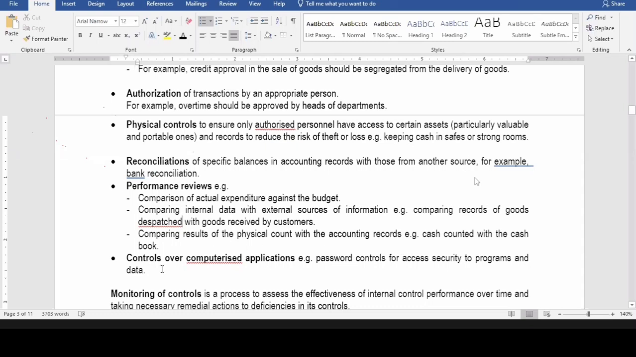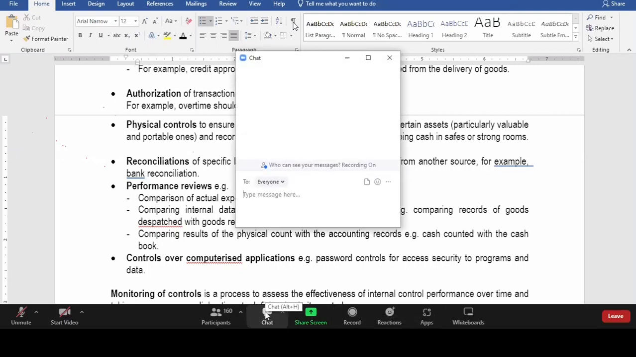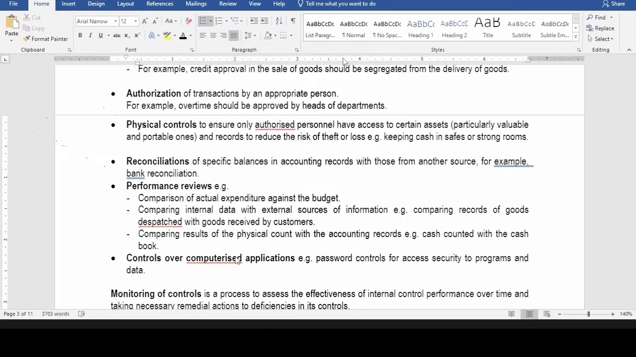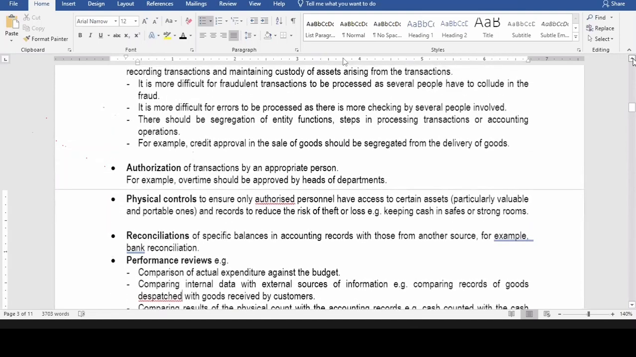This one you did in IT. There are even more, and this is what the standard talks about. So these are the activities. We have to look at these control activities. There are more, but these are the major ones.